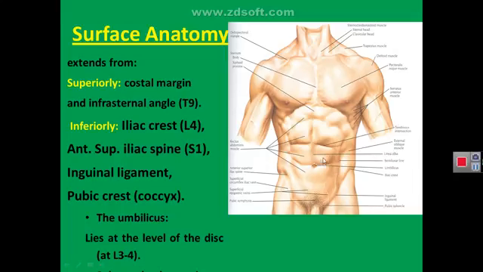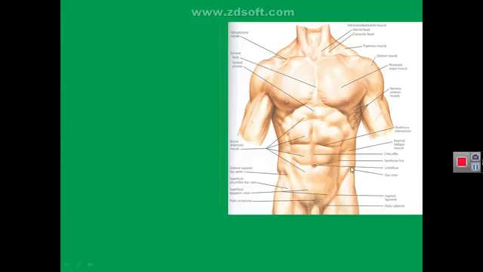Other points in surface anatomy is the umbilicus. You can see that the position of the umbilicus in a slim person is an important anatomical landmark for the intervertebral disc between L3 and L4 vertebra.